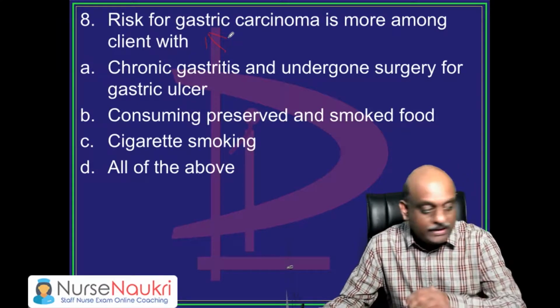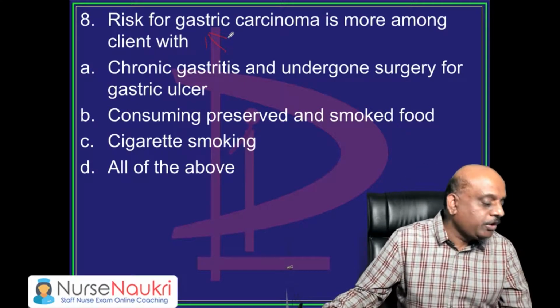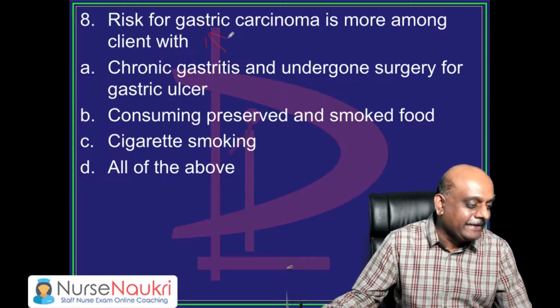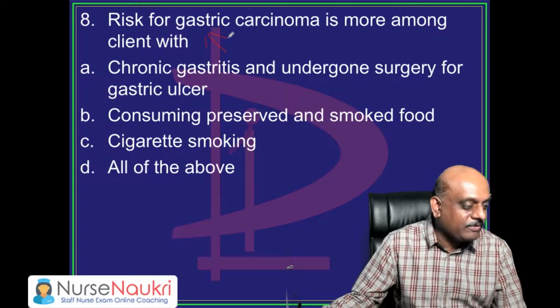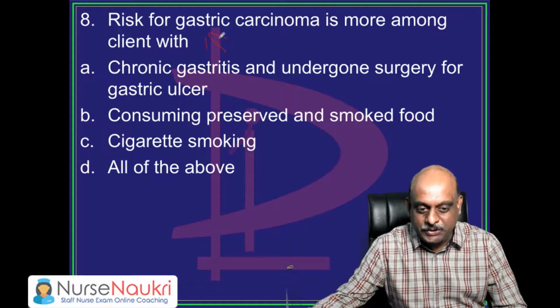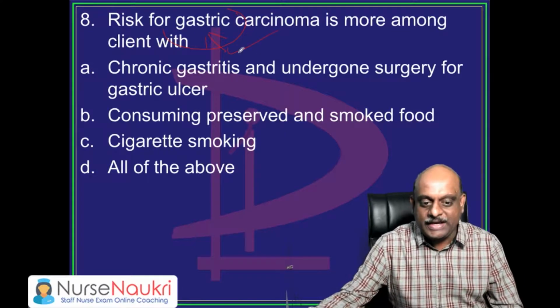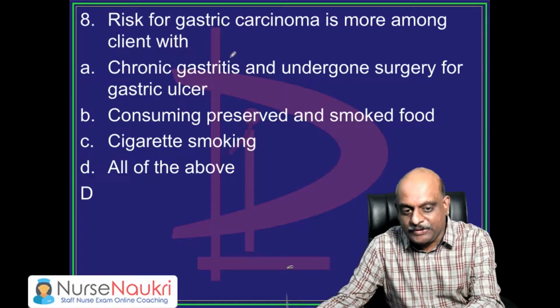Bahut badhiya. So Roja, you did not tell me you have done BSc nursing or diploma nursing. What have you done? Or MSc nursing. What is that you have done? So gastric carcinoma. Please punch your answer. So gastric carcinoma ka risk factors kya hota hai?